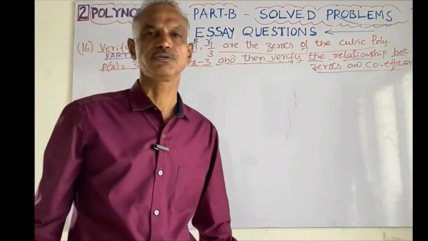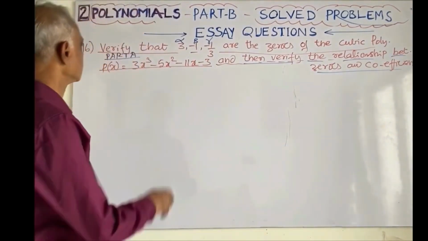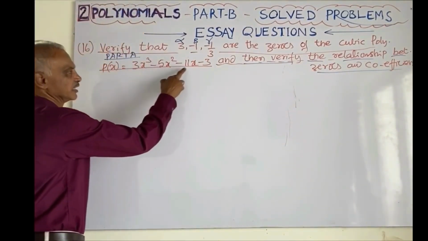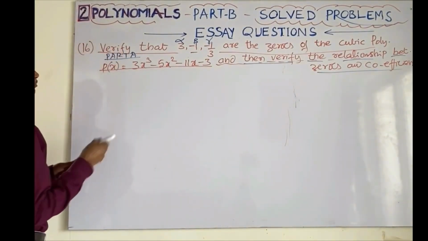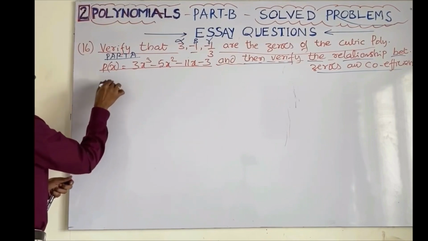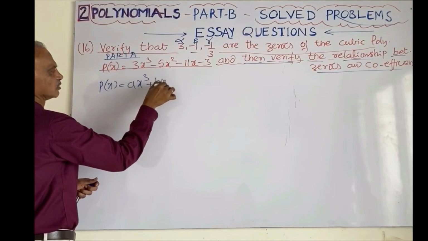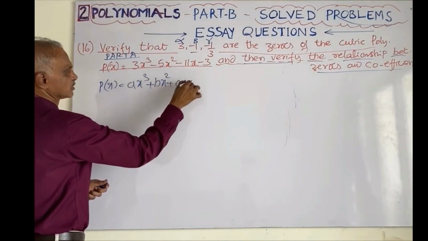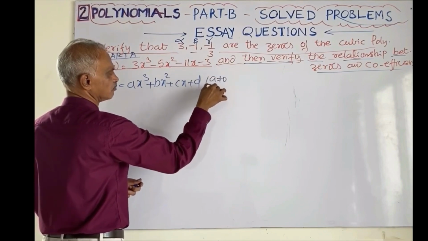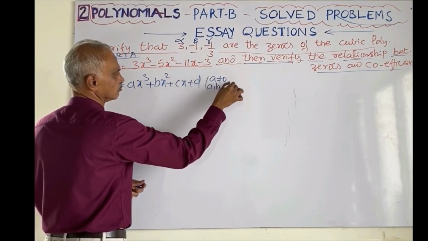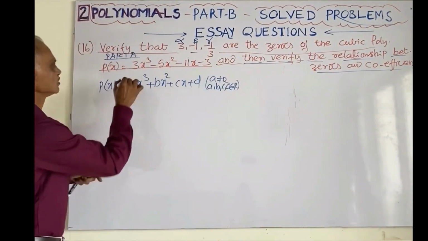Now what we have to do? We have to verify the relationship between zeros and coefficients. What are the coefficients here? 3, minus 5, minus 11, minus 3. Now see, p of x is in the form of ax cube plus bx square plus cx plus d, a is not equal to 0. A, B, C, D belong to real numbers.